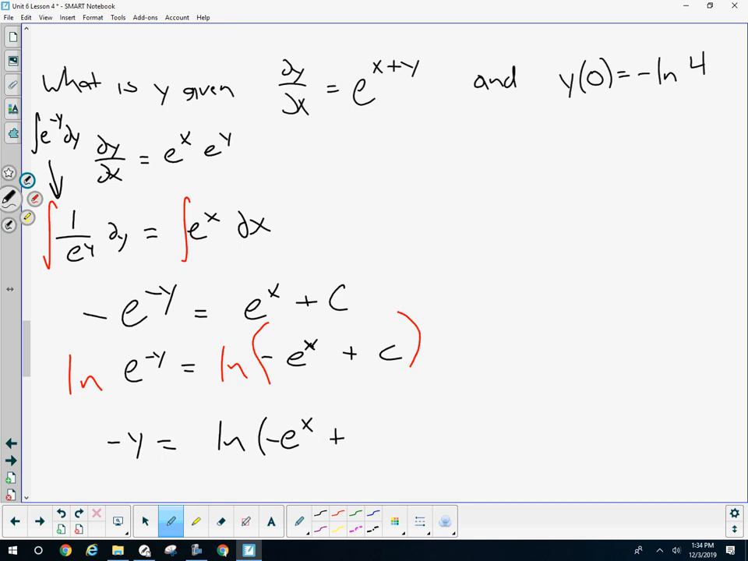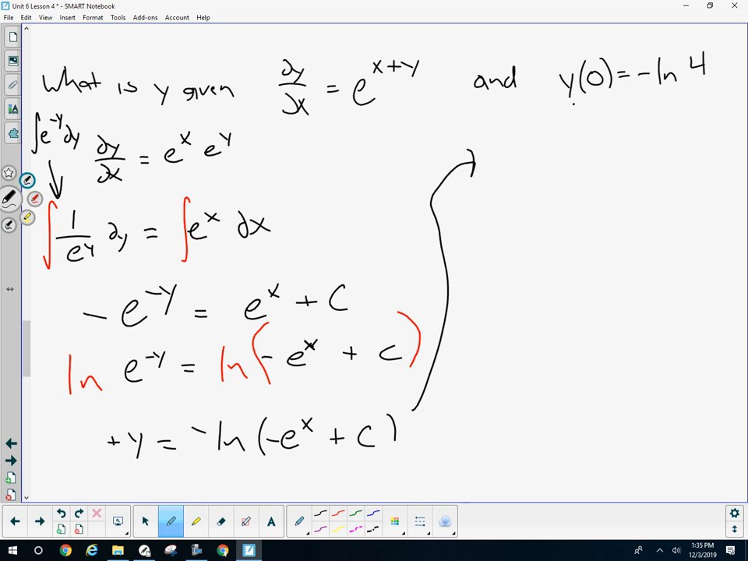Leave it like this. There's no log property that actually separates addition inside of a logarithm. There's a log property that separates multiplication in a logarithm, but that's not this one. We'd have to leave it like that. Get rid of this negative. Again, all of a sudden, y equals negative log e to the x plus c.